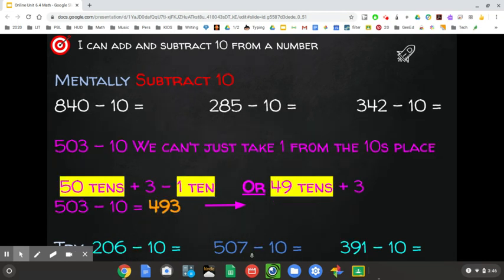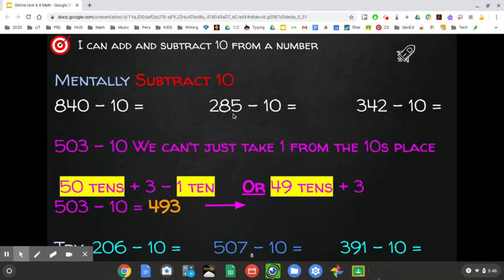Okay, so here we're going to do the exact same thing. Let's do the mental part first, kind of ignore what's at the bottom. We're going to say 840, and we're going to be subtracting 10. Of course, you just got to take 1 away from the 4, which is 3, which is mentally going to give you 830.